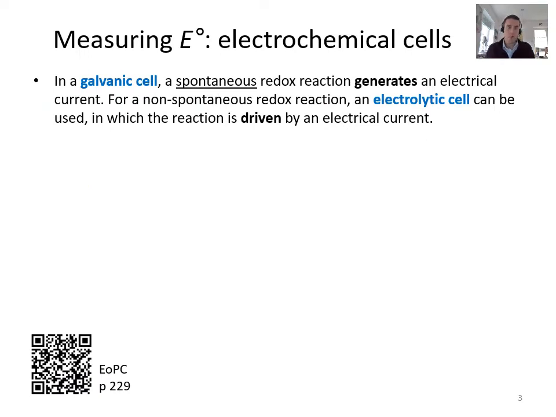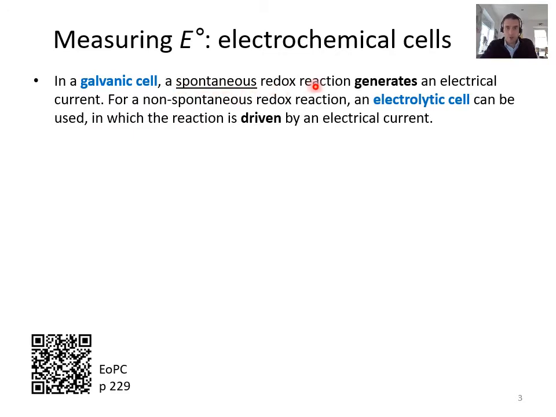Okay, so the key point is we've got to be able to measure this reduction potential, and the way we do this is using electrochemical cells. There are two different types of cell, one of which is a galvanic cell, and this is where you have a spontaneous redox reaction which will generate an electrical current. So that's one that's actually spontaneously occurring.